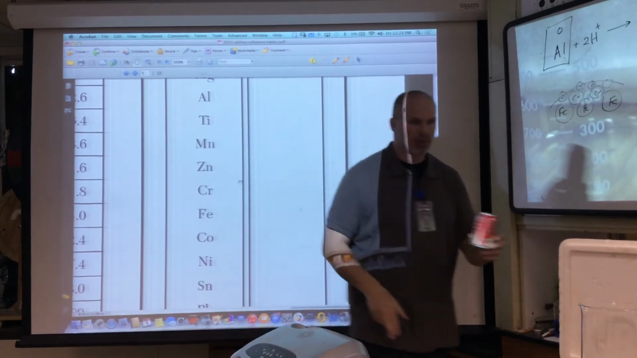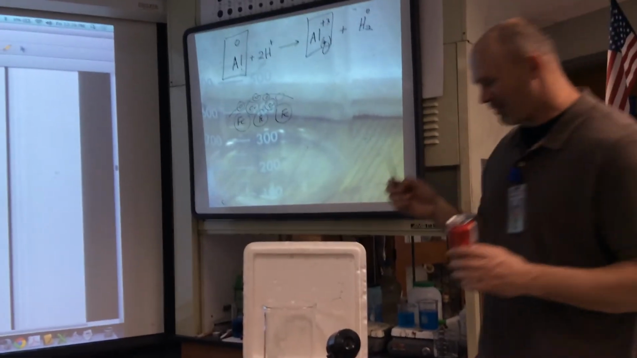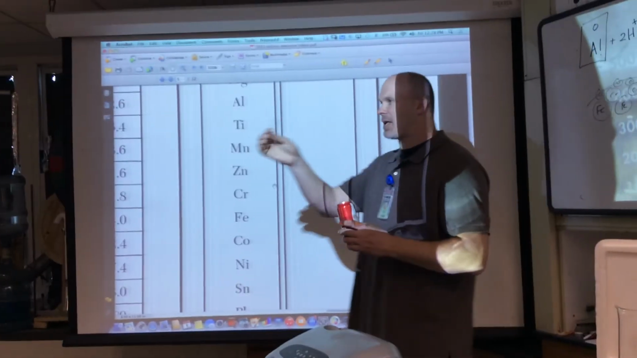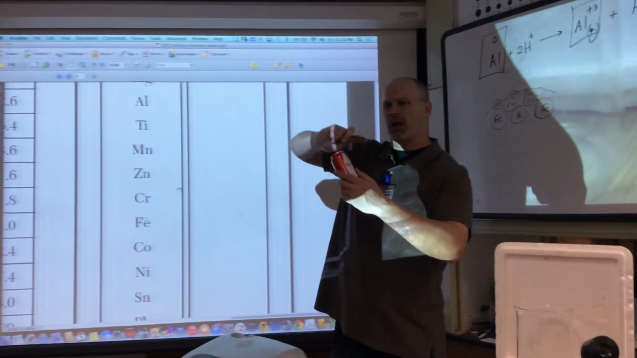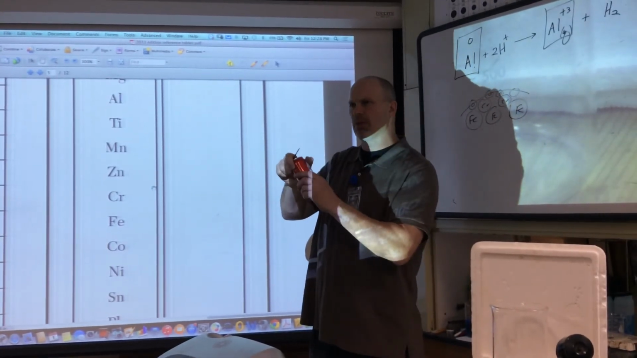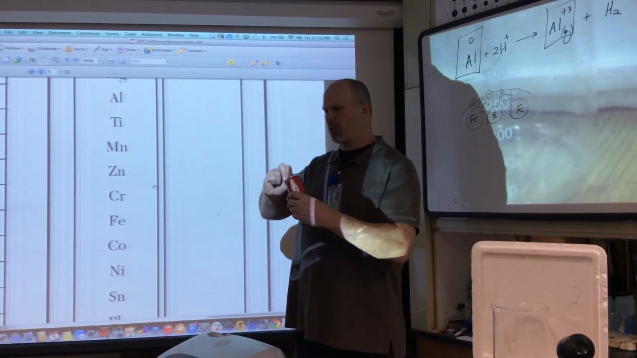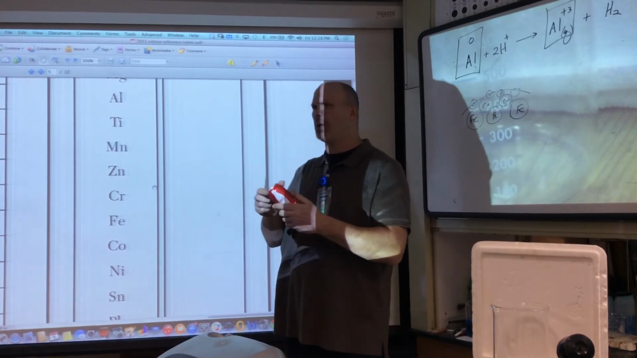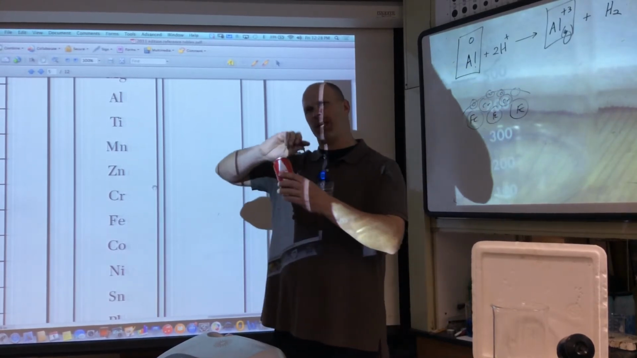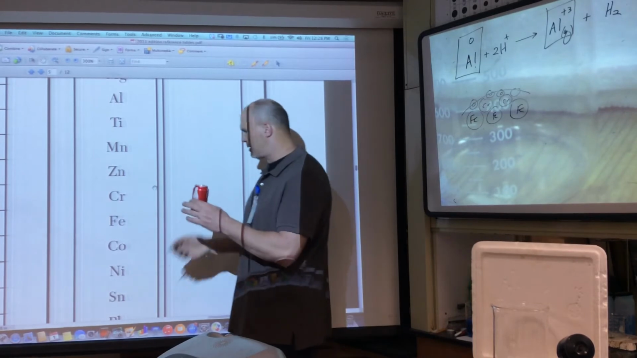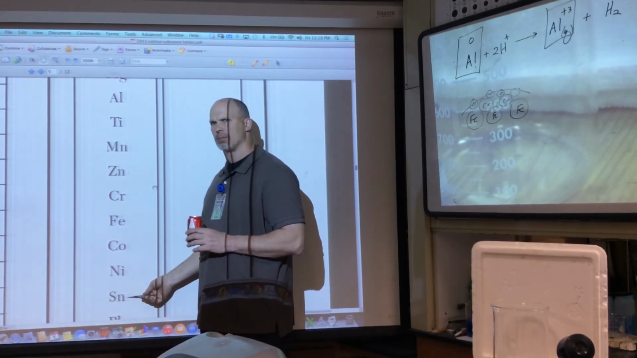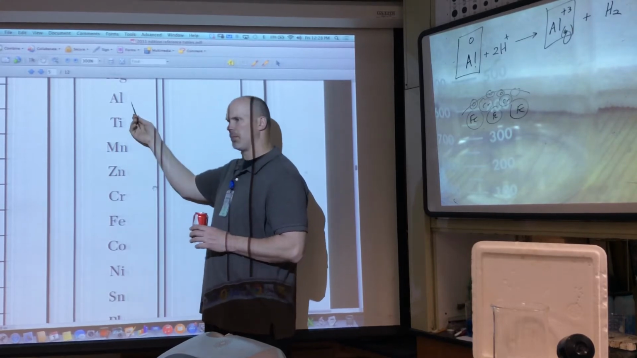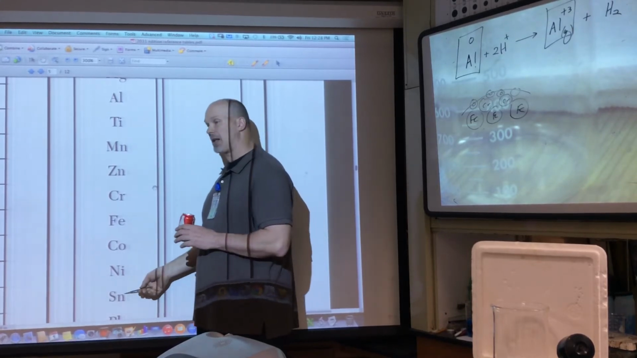So here I have some Coca-Cola can. Easy for me to say. What I'm going to do is take this triangle file, and I'm just going to scratch a circle. Now, when I'm scratching a circle, what I'm doing is I'm scratching the tin layer. Why do you think they line the inside with tin? How good at oxidation is tin? Is it better or worse than aluminum? It doesn't oxidize very well.